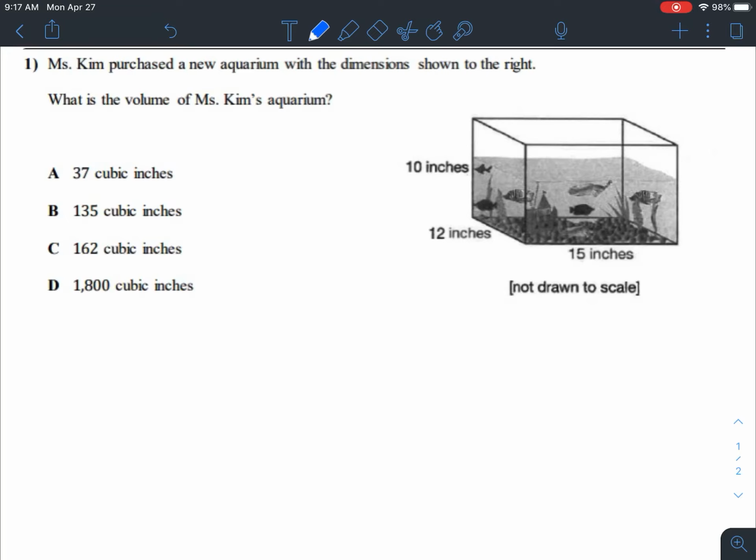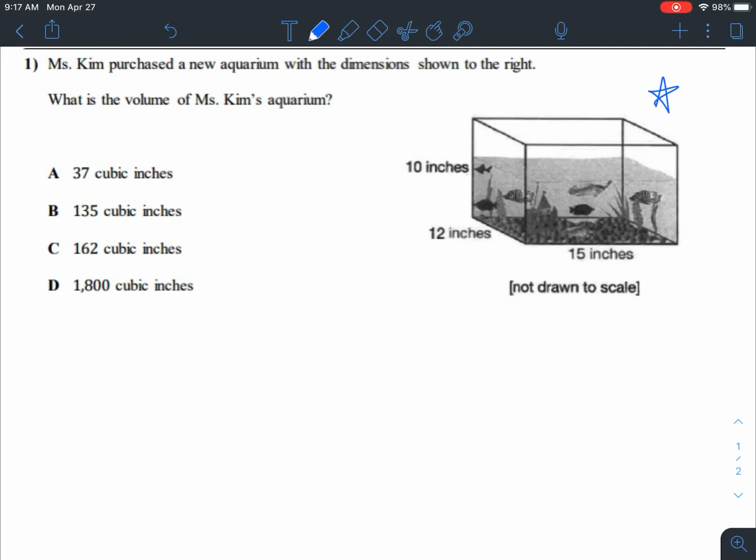I'm not thinking about any numbers right now. I'm just thinking what this problem is about. Go ahead and take a second to think. So I know there's this woman, Miss Kim. She's purchasing an aquarium. I know that this diagram is going to be super important because that shows me the dimensions.